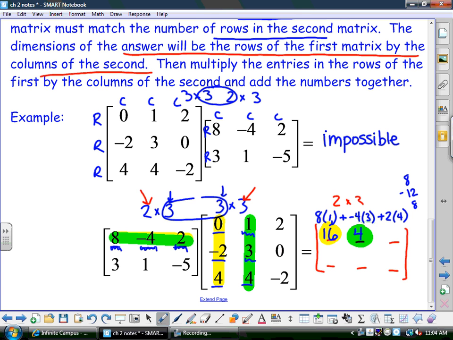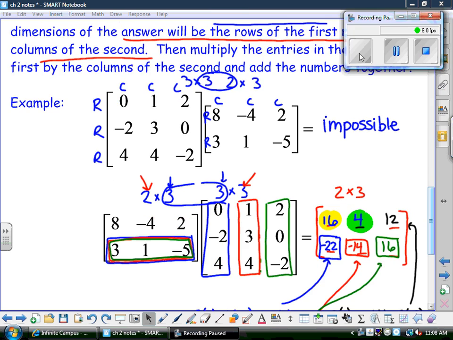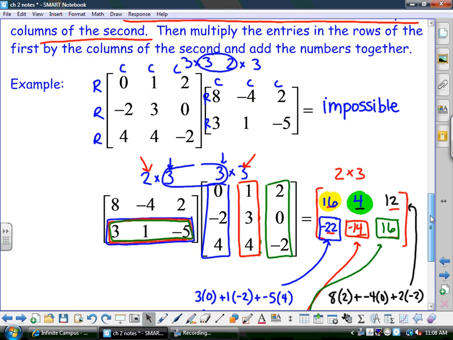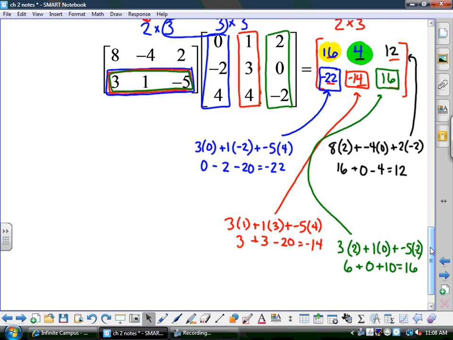Then you just keep the process going. So then we would do the first row times the third column, and then we'd move down to the second row and take that second row times all of the columns. Pause the video and see if you can finish multiplying these two matrices together on your own. The answers you get when you multiply it, you'll have a matrix that is 16, 4, 12, -22, -14, and 16. The work that I used to get each of those numbers is there.